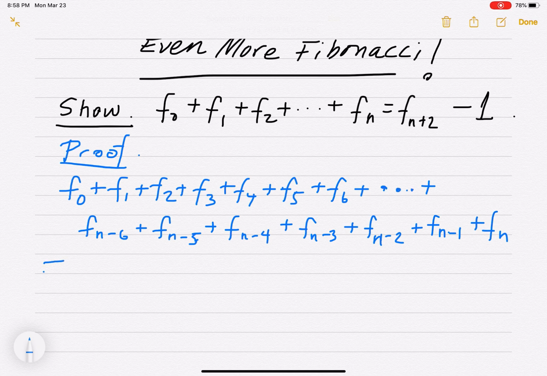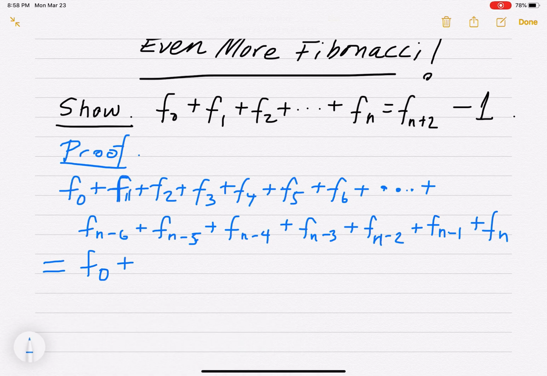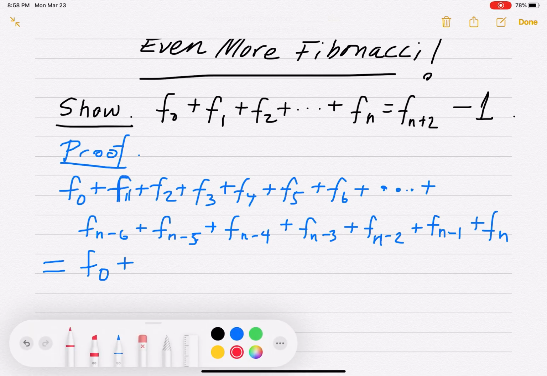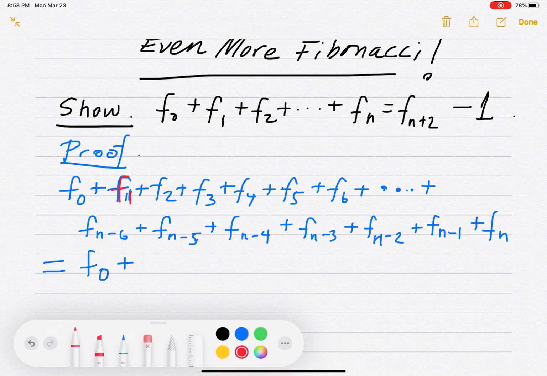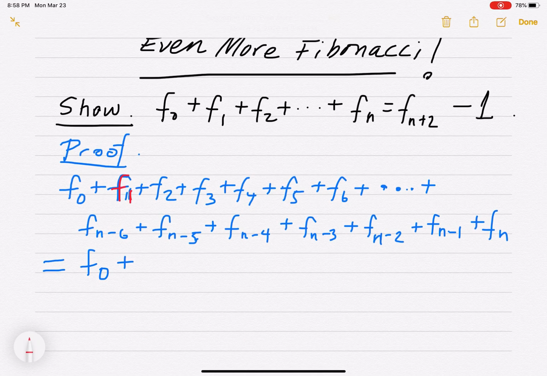All right, so let's see. I'm going to leave the f0 as it is. I'm not going to touch that. But starting here with f1, I'm going to replace f1 with, remember that nice little property? It's the future minus the past. So f1 is going to be the future, f2, minus the past, f0.